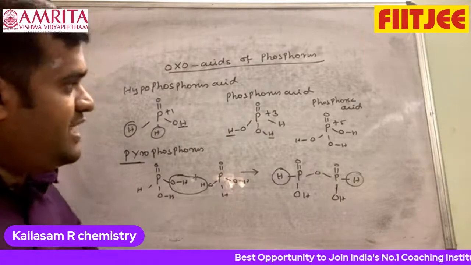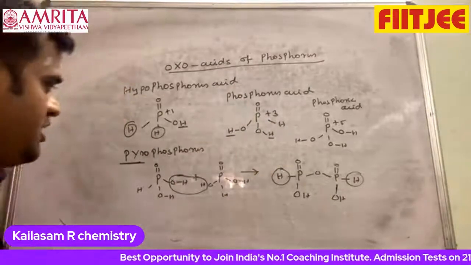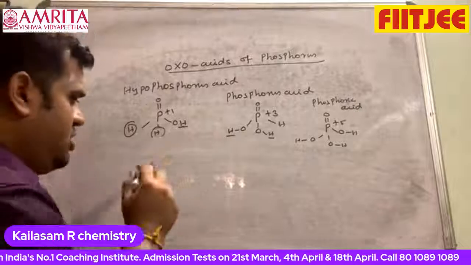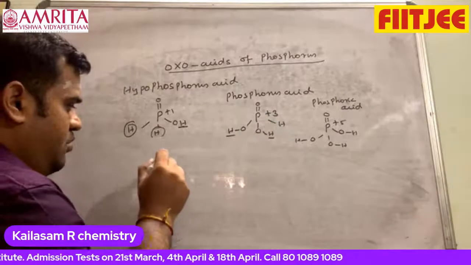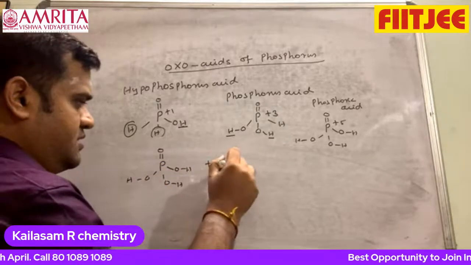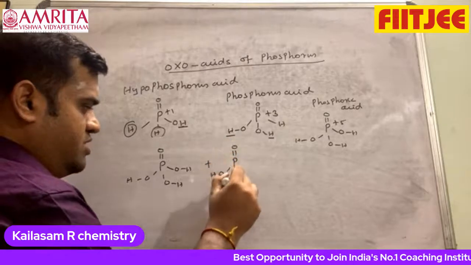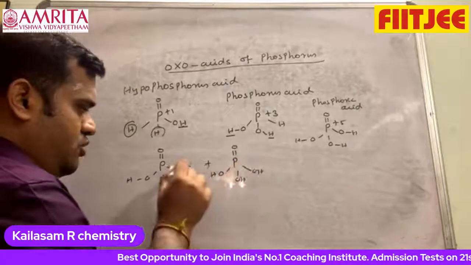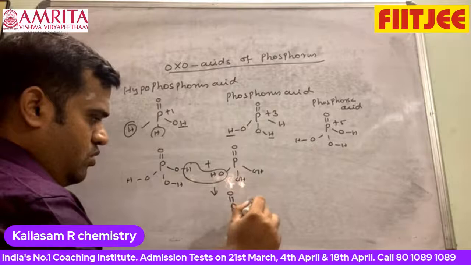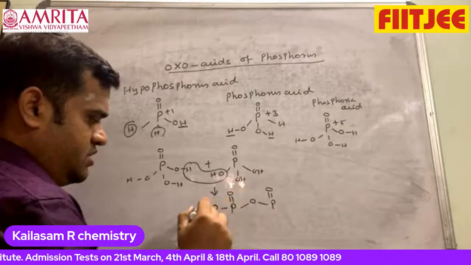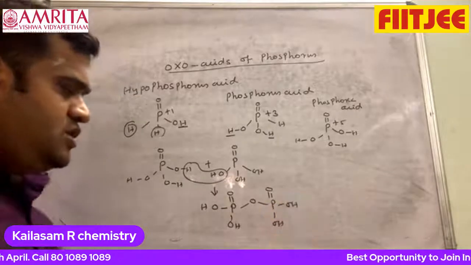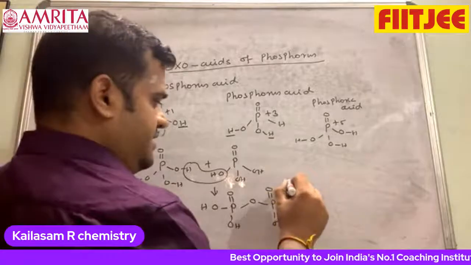Able to follow? Now what about in the case of pyrophosphoric acid? Pyro means di. That means I take P double bond O, OH, OH plus P double bond O, OH, OH, in pyrophosphoric acid. Remove a water molecule, and we get P double bond O, O, P double bond O. This is OH, this is OH, this is OH, and this is not OH. That's all. This is called pyrophosphoric acid. I can write.